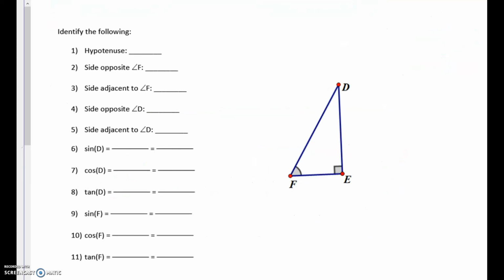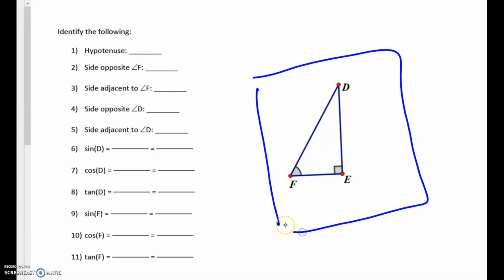So let's now take a look at how we would do this. Now, I recognize some of you guys might be missing this diagram. You're going to want to draw it back in. I'm sorry you're missing the diagram. I don't know what happened in the printing. All right, let's take a look at this. So when I'm identifying, my hypotenuse is DF, and the side opposite angle F is DE. My side adjacent to angle F, well, here's angle F. Adjacent to angle F would be FE.